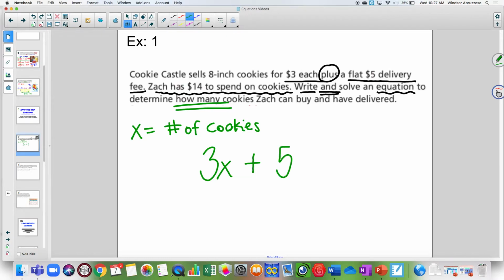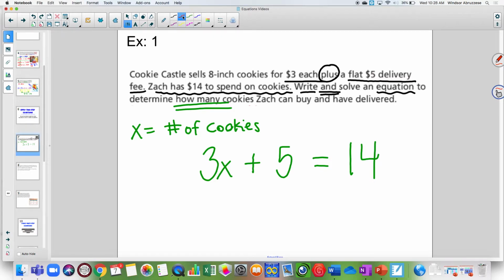Plus that one-time fee, flat fee, means he only pays it once, of $5. Does the 5 get an X with it? No. That is an initial fee. It's a flat fee. It will not change. That plus 5 will always stay plus 5. So it does not get a variable with it because the number of cookies does not matter. It's only going to be 5. Okay? Equals, because I need an equation. And how much money can Zach spend on those cookies? $14, no more.